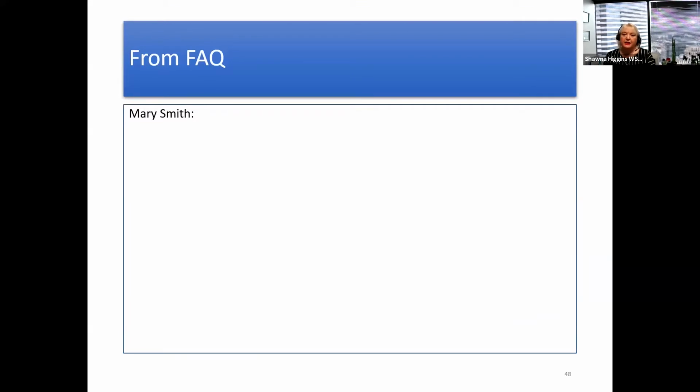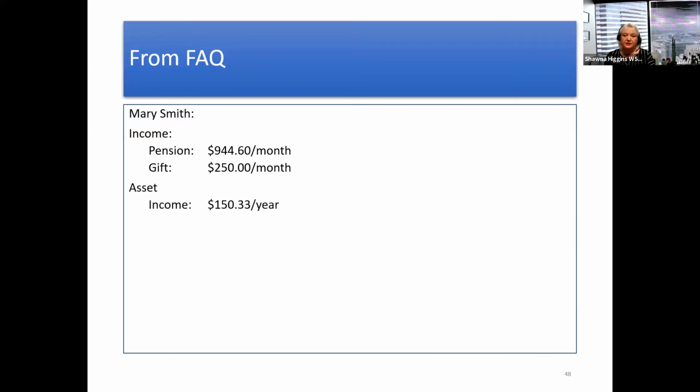So for example, Mary Smith receives $944.60 per month as a pension. And then she receives $250 in gift income from her daughter. And from her assets, she receives $150.33 in asset income per year. So you're going to calculate the annual amounts as follows. You take the 944.60 times 12, because it's 12 months, and you come up with $11,355.20. You take that $250 and times it by 12, which will be $3,000.